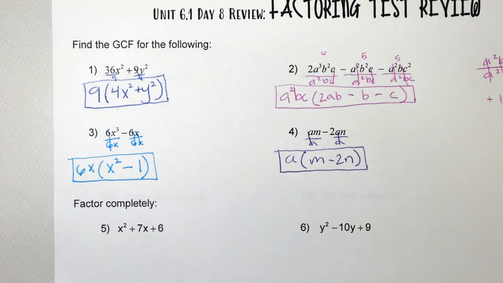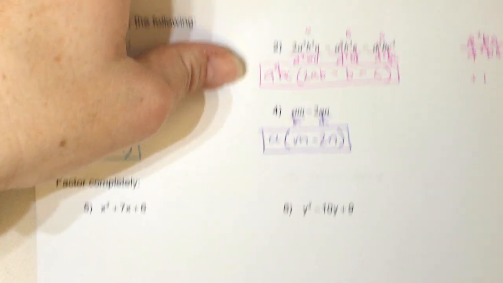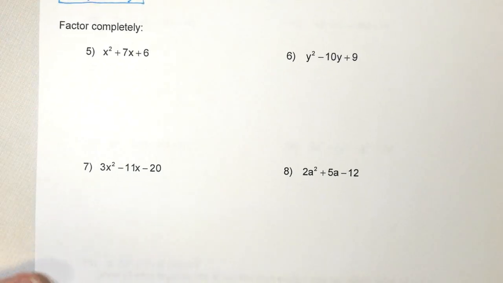Now just a reminder, if you have a negative at the front, you have to take out a negative. But none of these had a negative at the front, so we didn't have to worry about that. Okay, so that's GCFs. However, we're not done with GCFs because we should always, when factoring, check for a GCF first. But those were just GCFs.